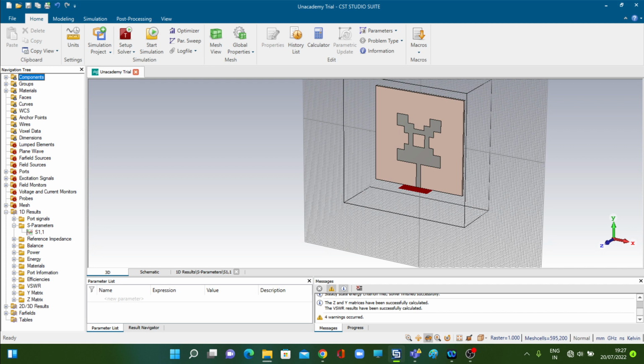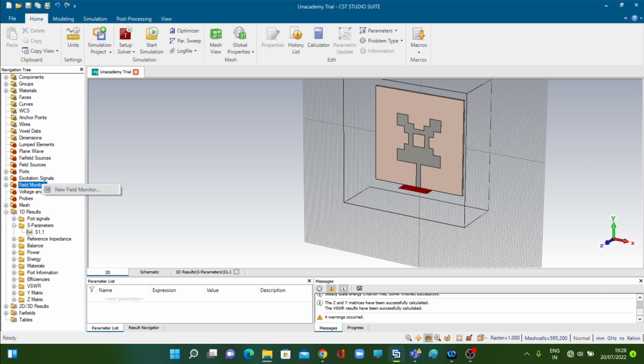We have a certain option which is the field monitors. Just observe the cursor. See, I have highlighted it. We have to right click on this field monitor. If you right click on this, the next tab that appears is the new field monitor. So you have to select this new field monitor.